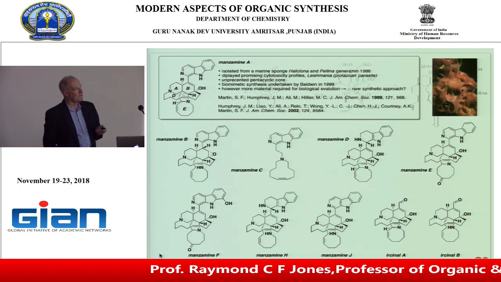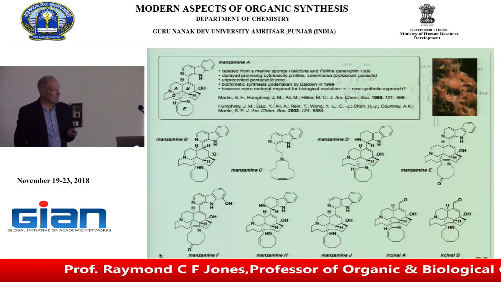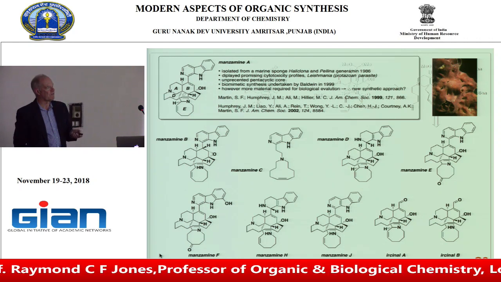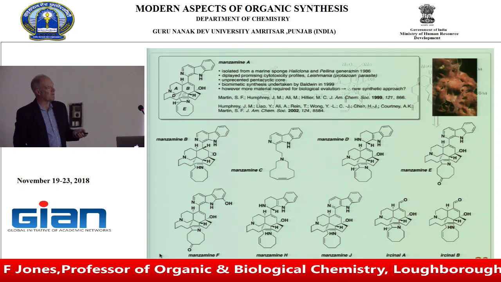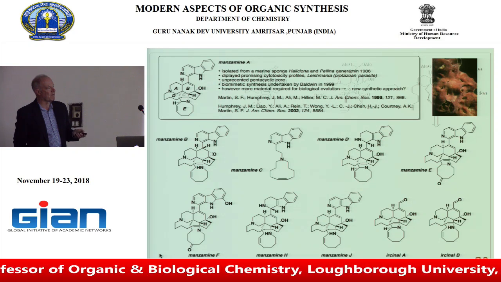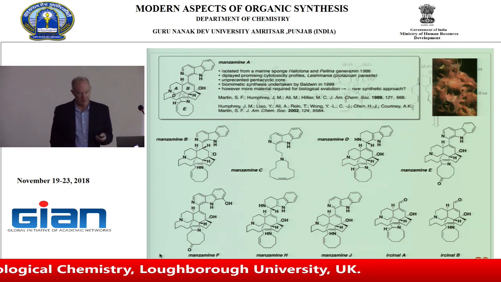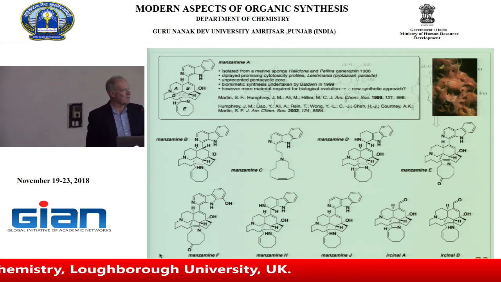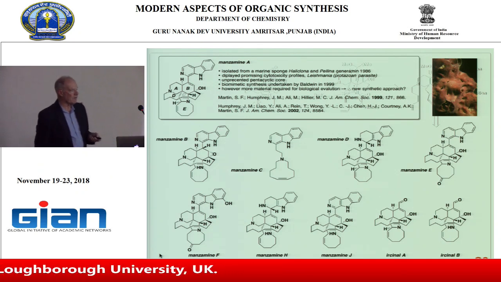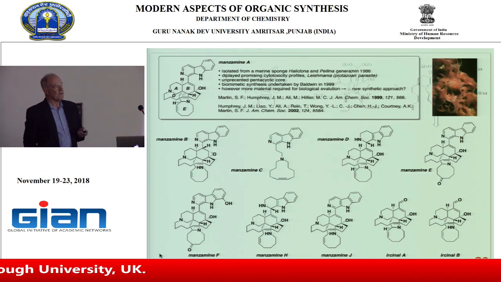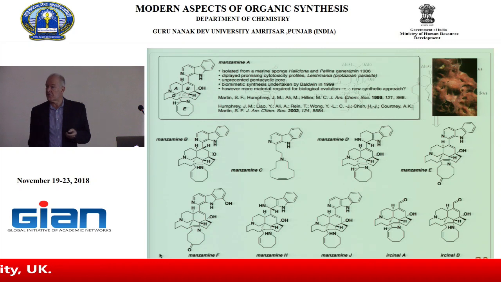Here are some other alkaloids of the same family. So you can see some of them have the same type of structure, some of them are a little bit simpler. And you can see how if you have a route to this kind of system, you should be able to make variations and of course make some compounds that are not natural products.